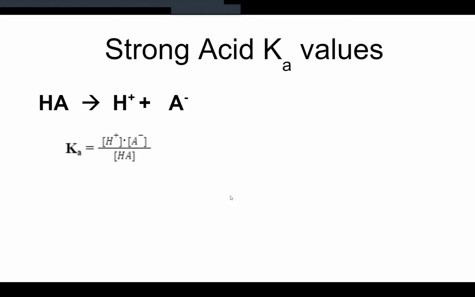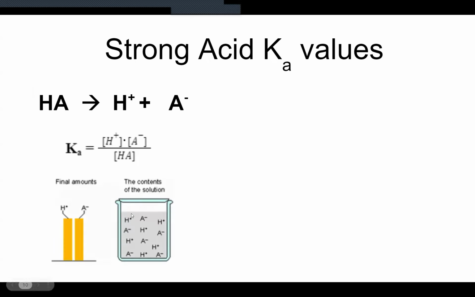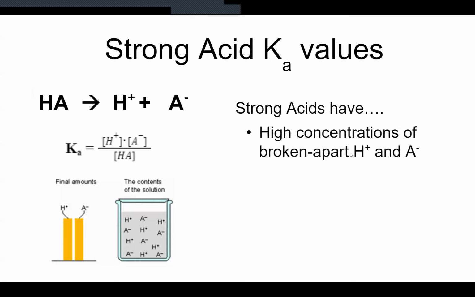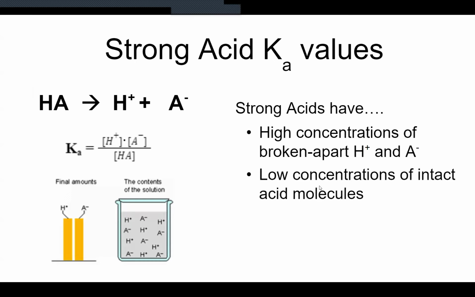Okay. Strong acid Ka values. If this is our acid dissociation equation, and this is our equilibrium expression, and we remember that the final contents of a strong acid solution are nothing but the ions. Strong acids have high concentrations of broken apart H+ and A-. They have low concentrations, probably zero concentration, of intact acid molecules. And their Ka values, as a result, would be wicked huge, so large that they approach infinity.